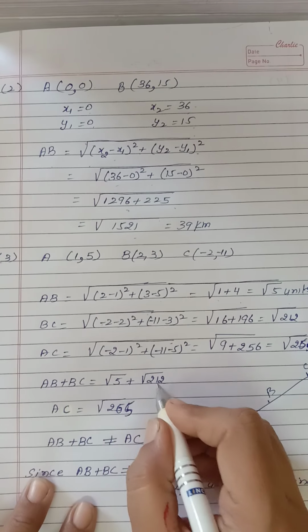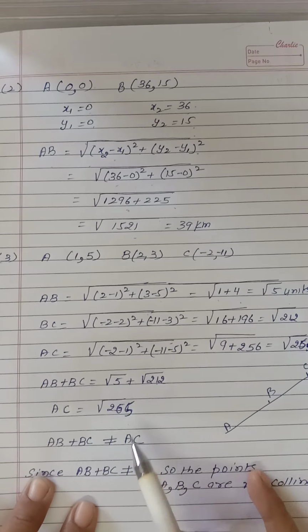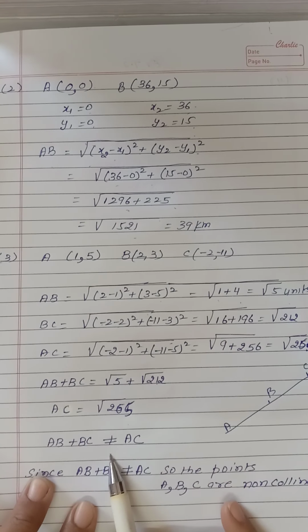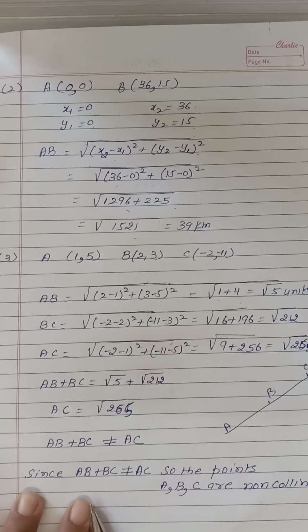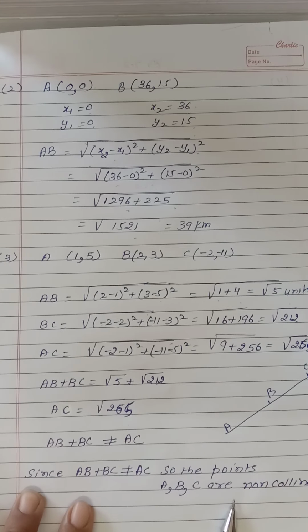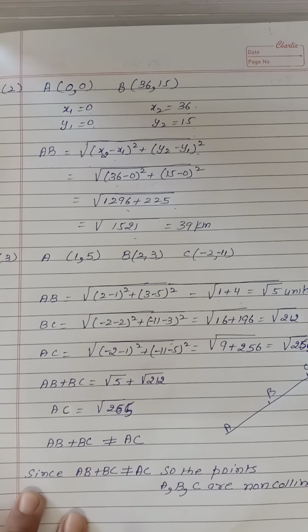So if we add these two, it is never equal to AC. AB plus BC is not equal to AC. So the points are non-collinear points. The points are not collinear, and the points which are not collinear are known as non-collinear points.